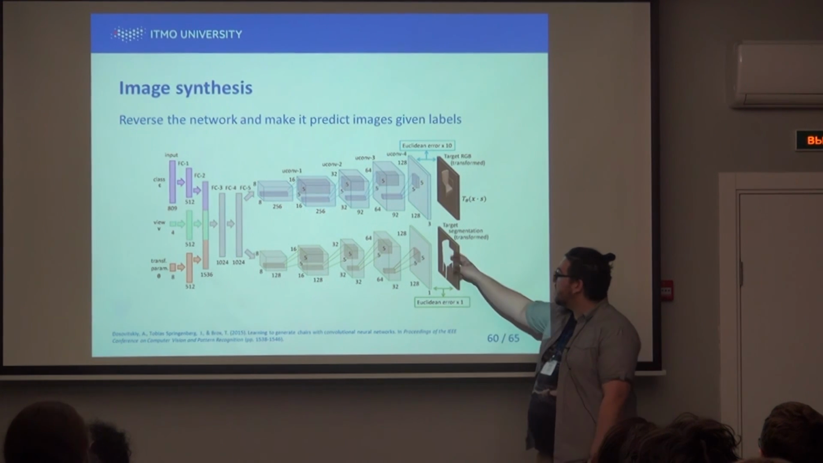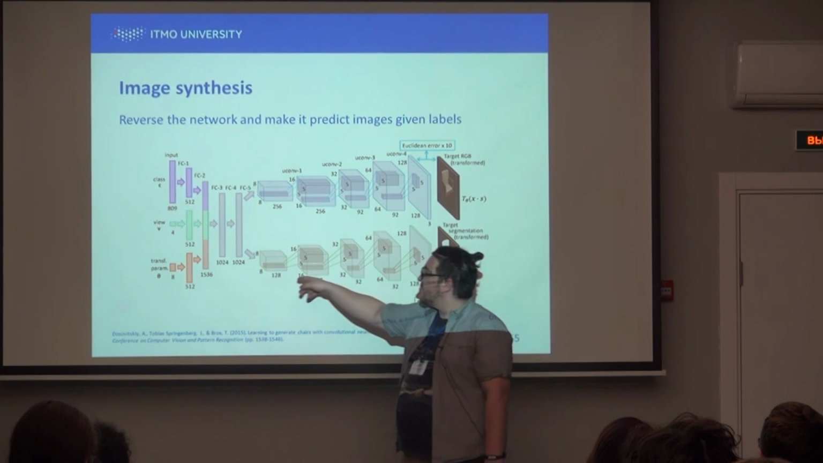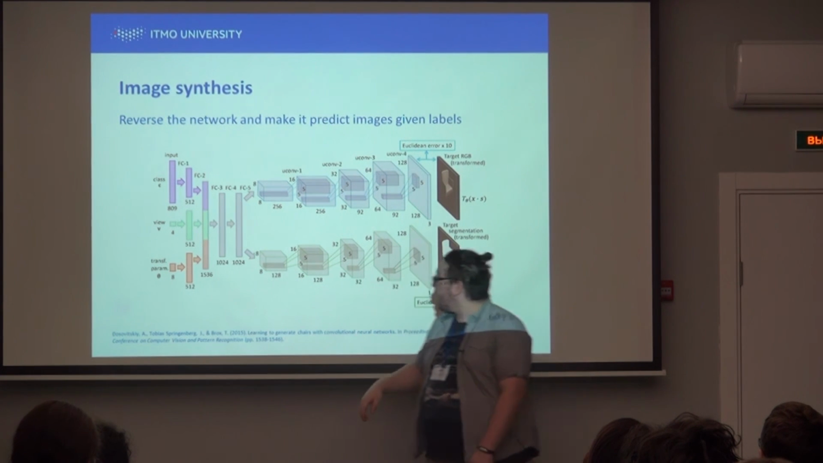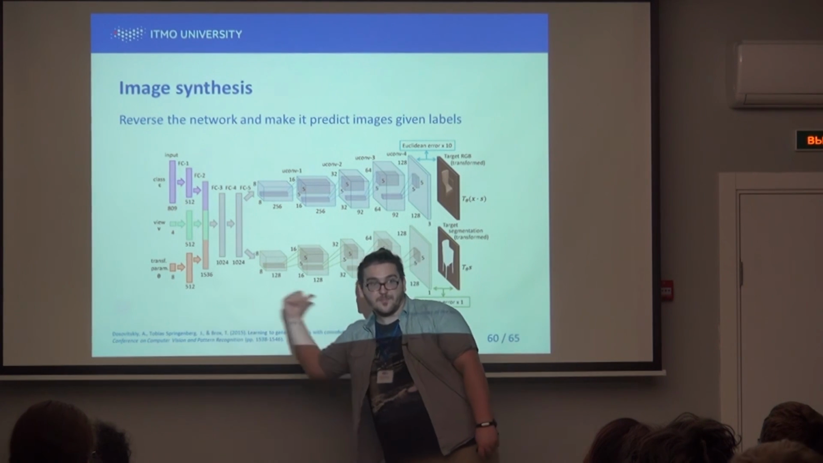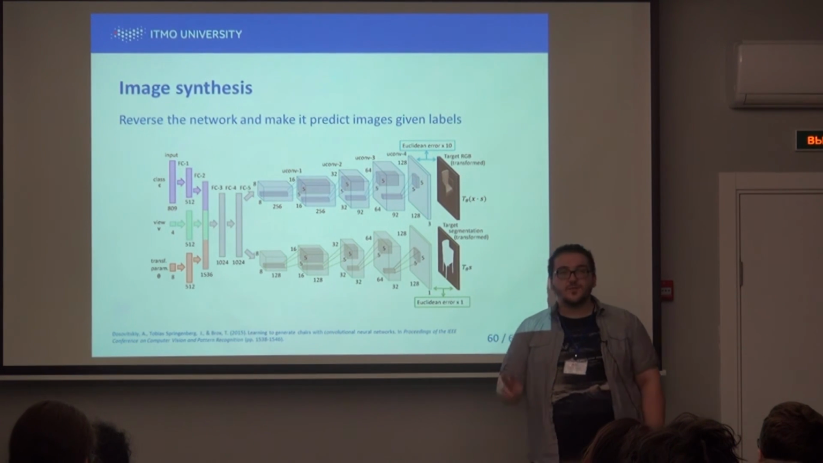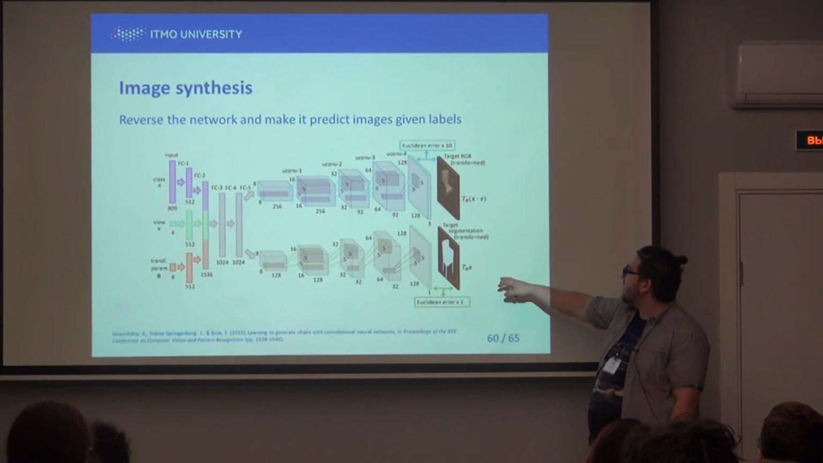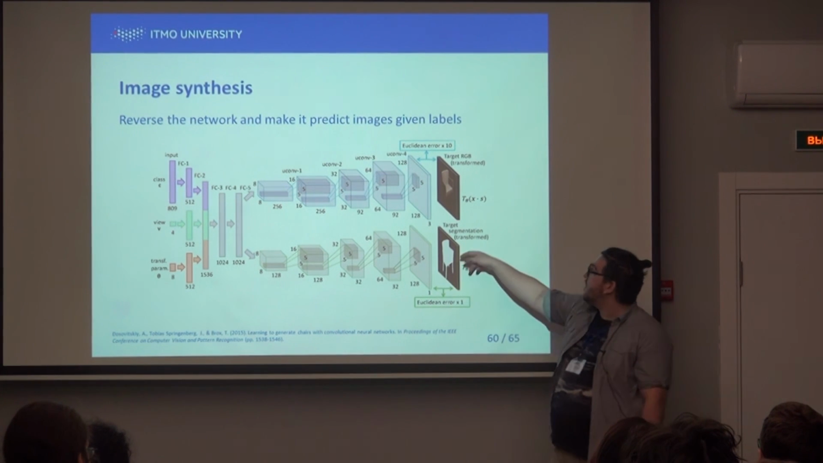So now you see there are convolutional layers, max pooling layers, but it goes not like here, but here. In fact, they use two networks, one for shape and one for coloring.